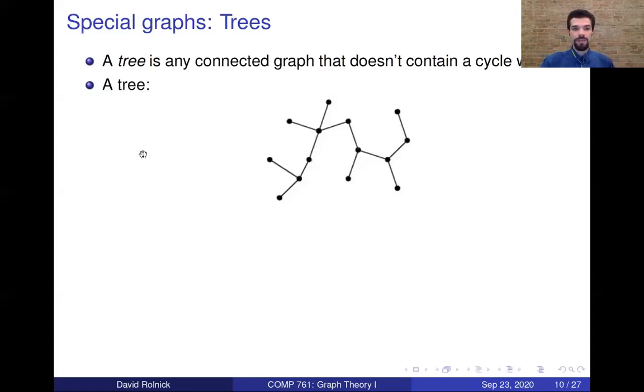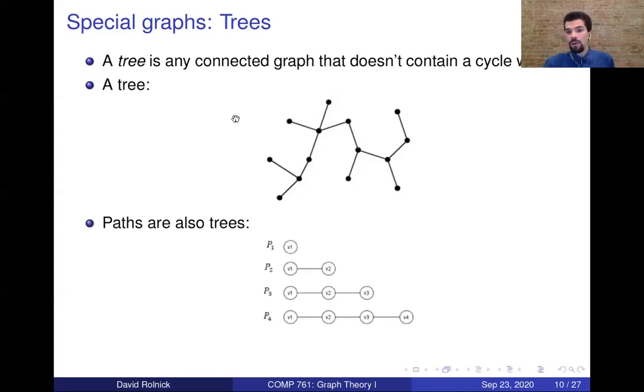Okay, so this is a tree. Paths are also trees, each one of these paths, because it doesn't have any cycles in it. Okay. So trees can be very simple. They could just be like the trunk of the tree, basically.